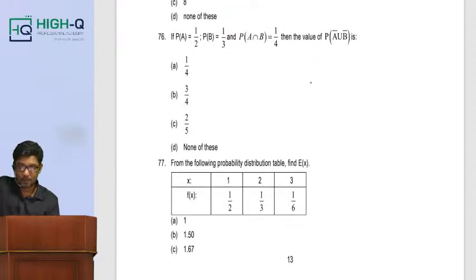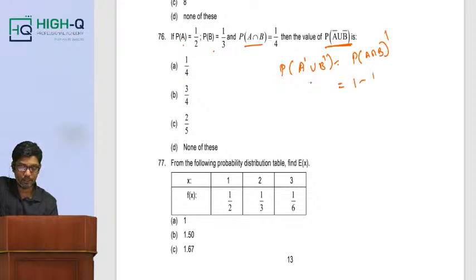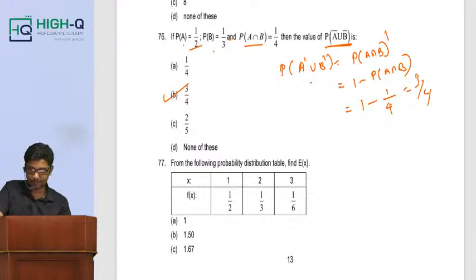Next, probability of A is given, B is given, A intersection B is given. They ask you to find out probability of A dash union B dash. Is it nothing but by De Morgan's law, P of A intersection B the whole dash? Of course. Is it 1 minus P of A intersection B? Of course. Is it nothing but 1 minus P of A intersection B is 1 by 4, 3 by 4. Sir, why did they give A value and B value? Just like that they are given, my dear.